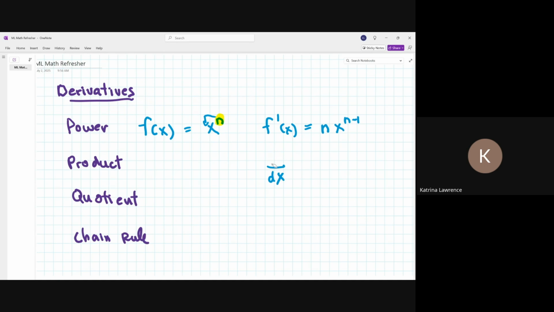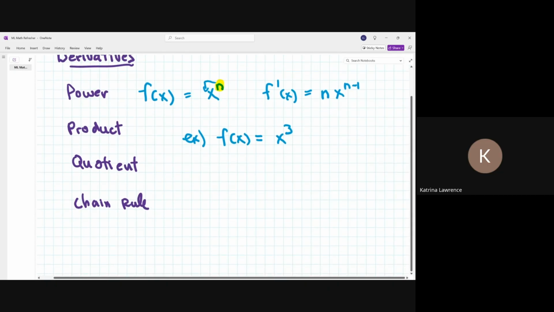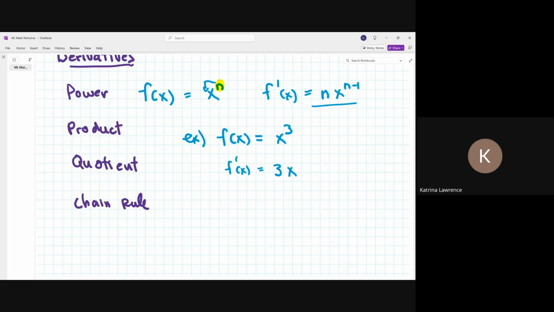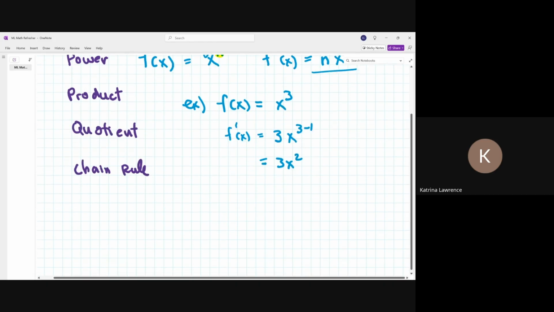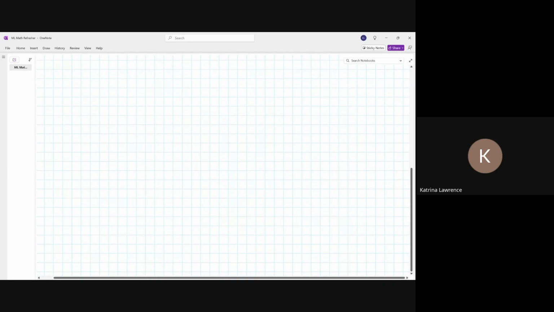Now that we have this notation, we're going to go through an example to see this in action. Today we're going to consider a function f of x equals x to the power of 3. Following our power rule, f prime of x equals n, so 3x, and then n minus 1, so 3 minus 1. Then we get 3x to the power of 2. This rule you'll end up using all the time in conjunction with the rest of our rules, so make sure you have this one written down. Okay, next, we're going to move on to the product rule.